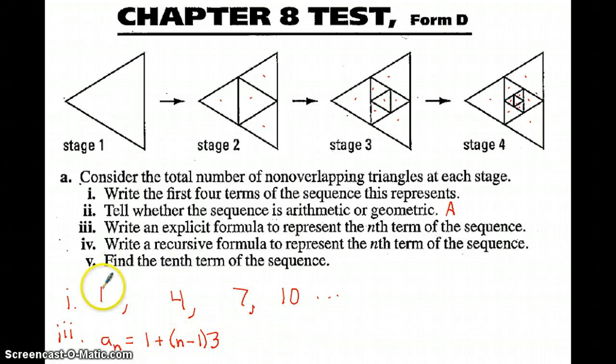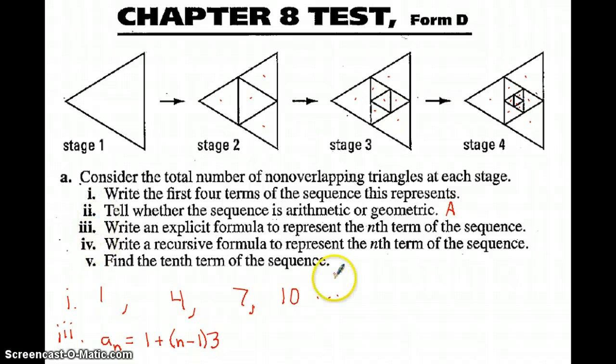If you don't believe that, you can put these in. If n were 1, this would be 1 plus 0 times 3, which is 1. If n were 2, it would be 1 plus 1 times 3, which is 4. If n were 3, the third term, put 1 plus 3 minus 1, which is 2, times 3 is 6, plus 1 is 7. It seems to be working.